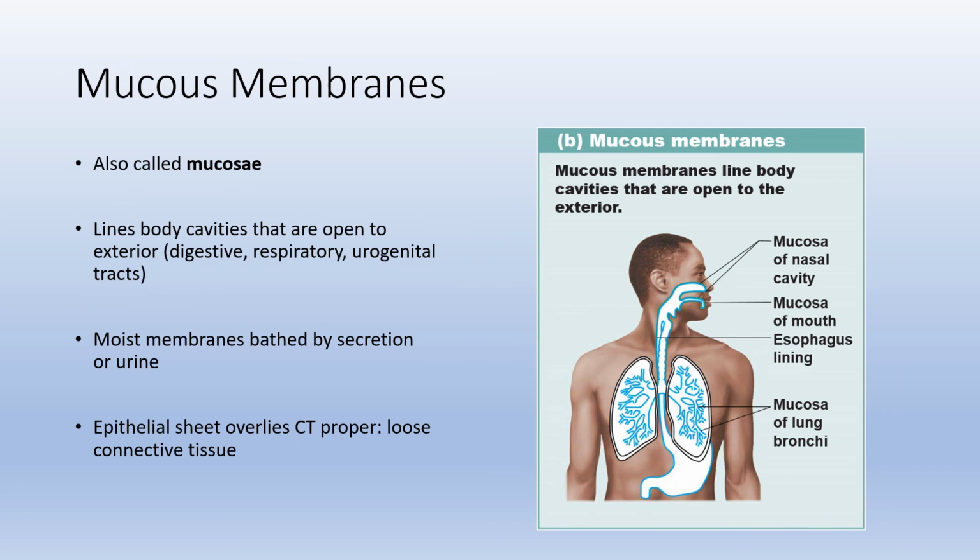The second type of membrane is known as a mucous membrane. You may also see these referred to as mucosa. However, mucous membranes will line body cavities that are open to the external environment or to the exterior, such as the nasal cavity, the oral cavity, and portions of the urogenital tract.